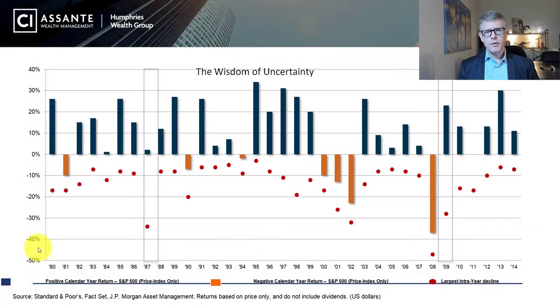Now, this first chart I want to show you looks at year-by-year fluctuation in the U.S. stock market, the S&P 500, from 1980 all the way through to 2014. I'm going to have another chart that looks at 1970 all the way to 2020. But let's look at this one-year chart.